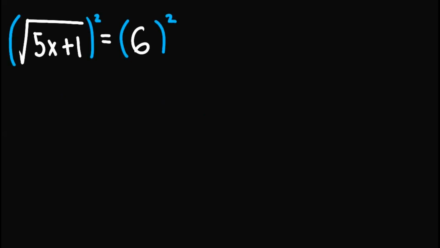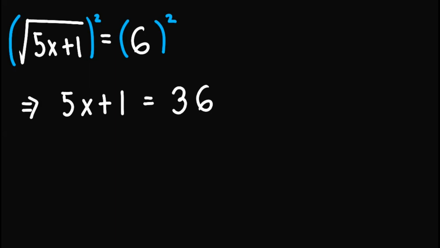So upon squaring both sides, this one becomes 5x plus 1 on the left side, since we have eliminated the radical sign. And on the right side, we'll have 6 squared, which is simply 36. And now we have a linear equation.